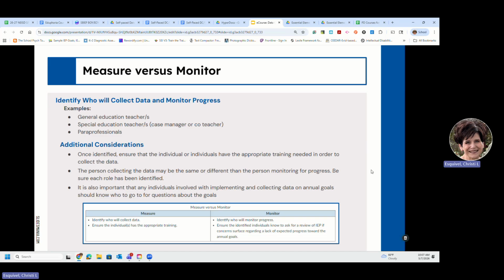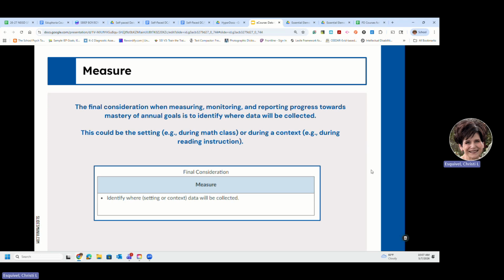It's also important that any individuals involved with implementing and collecting data on the annual goals know who to go to for questions about the goals. If you have questions about this, there are staff members on your campus and in the special education department who you can reach out to for help. The final consideration when measuring, monitoring, and reporting progress toward mastery of annual goals is to identify where the data will be collected. This could be in a setting, so during math class or during resource time, or during a context, such as during reading instruction in the gen ed classroom.